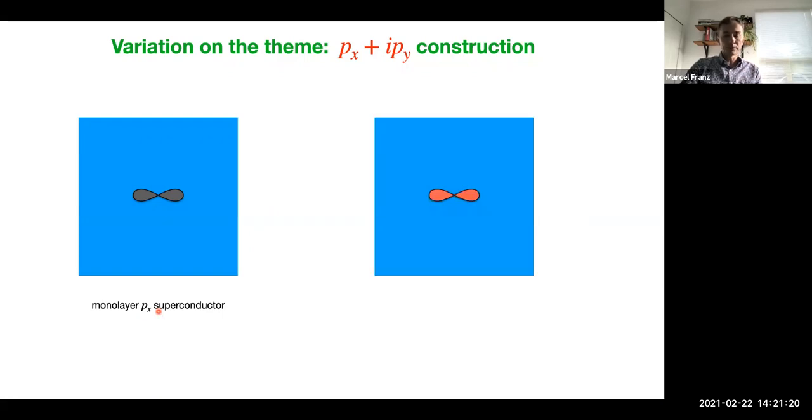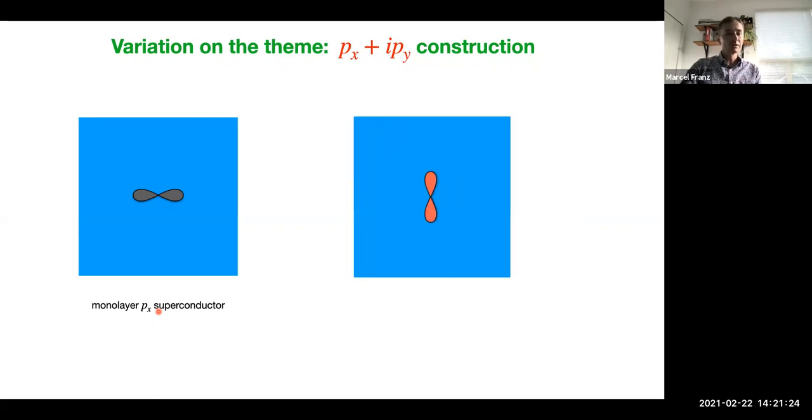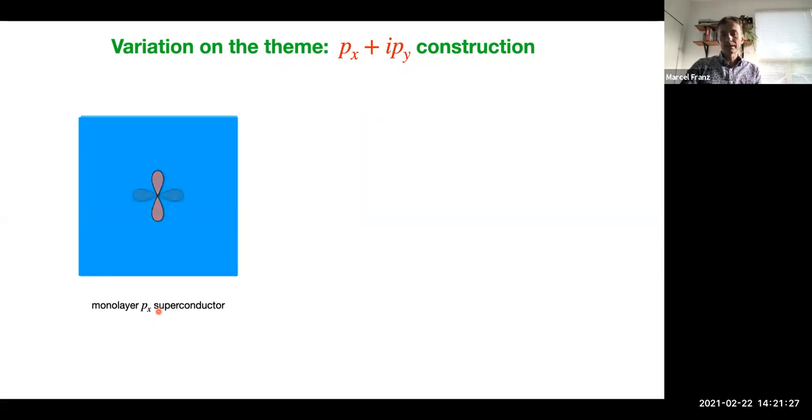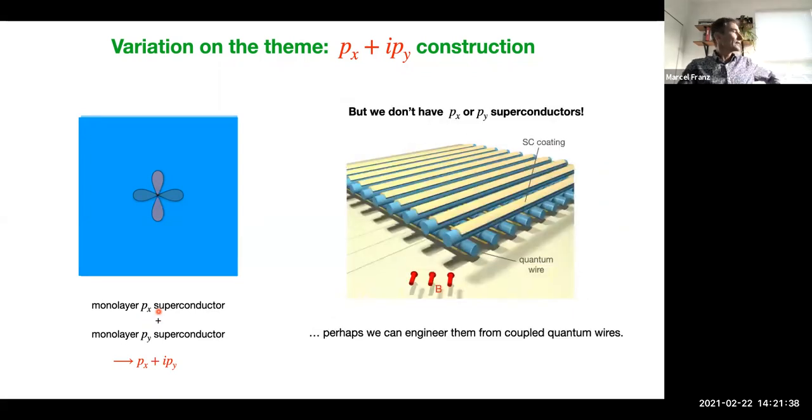Imagine you have a monolayer of a px superconductor. You take another one and you assemble the two with now a 90-degree twist. What you end up with, again, by the same mechanism, is spontaneous time reversal symmetry breaking, and you would end up with a p plus ip superconductor. Now, the unfortunate thing is that in nature, we don't really have px or py superconductors as far as I know. So we thought of an artificial construction of such a monolayer.